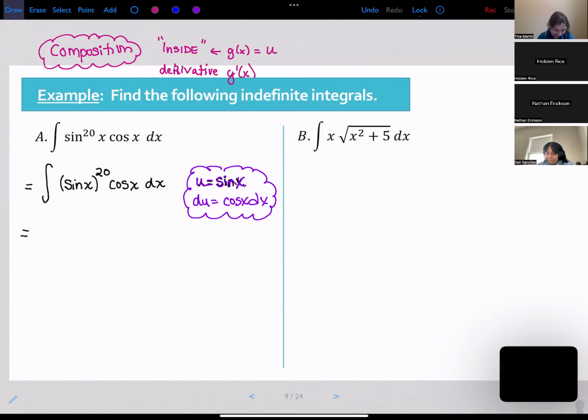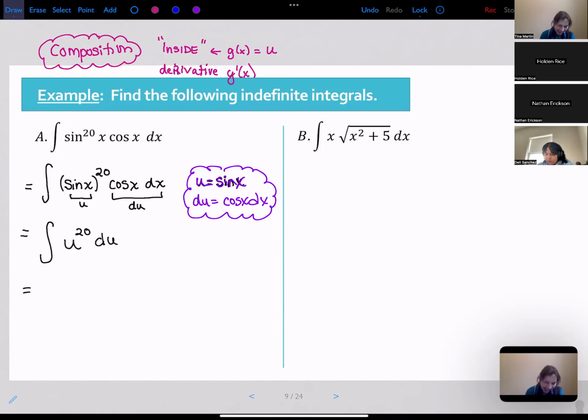Sure. You know that du is cosine of x dx, so it's just going to be u to the 20th du. Awesome. This guy here is du. This guy here is u. So just like you said, it's u to the 20th du. So easy.